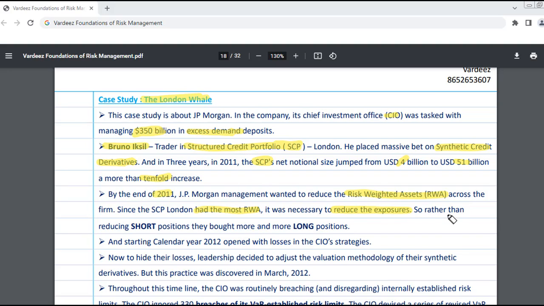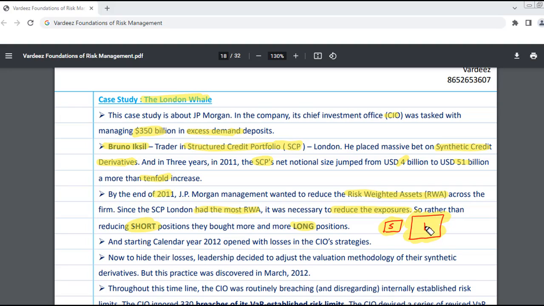Now here the interesting thing starts. Rather than reducing their overall short positions, they bought more and more long options. Just to give you an example, these are the original short positions of this SCP, but to reverse their position, rather than reducing this, okay, whenever you want to reduce a position, you would go ahead and try to wind up your contract, but rather than that, what they did is they opted for buying more long positions on the credit derivative. Okay, and on top of that, this portfolio was quite small.